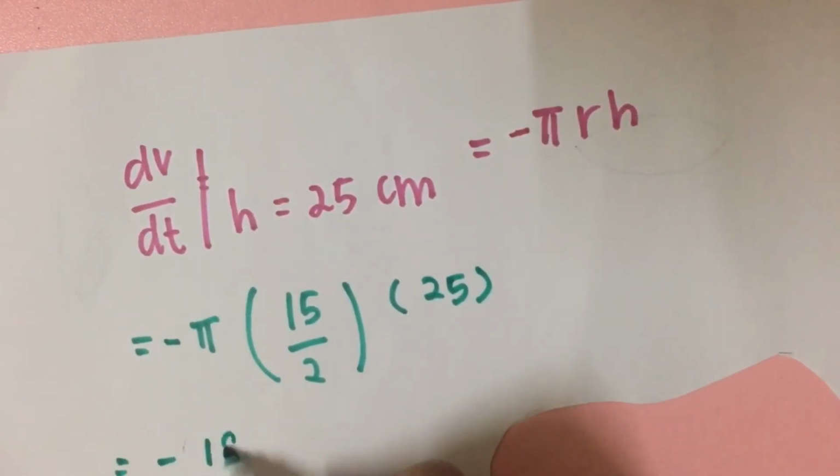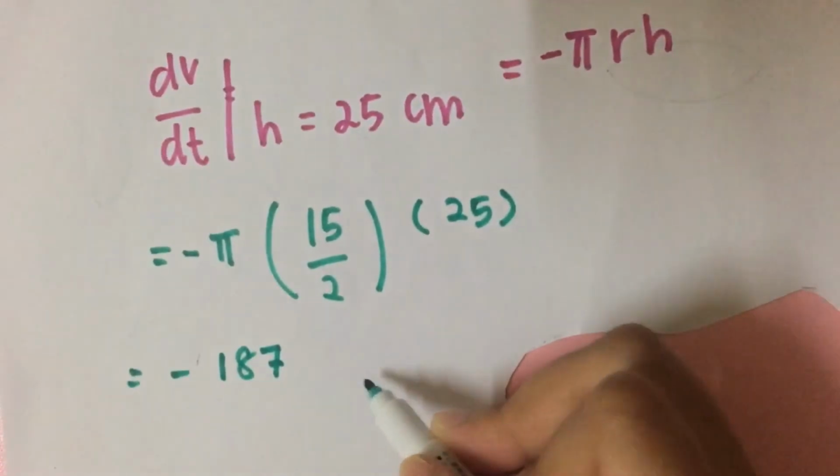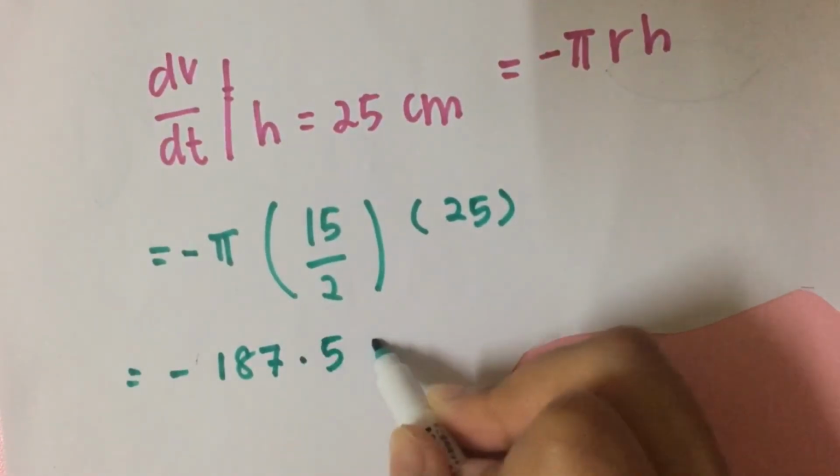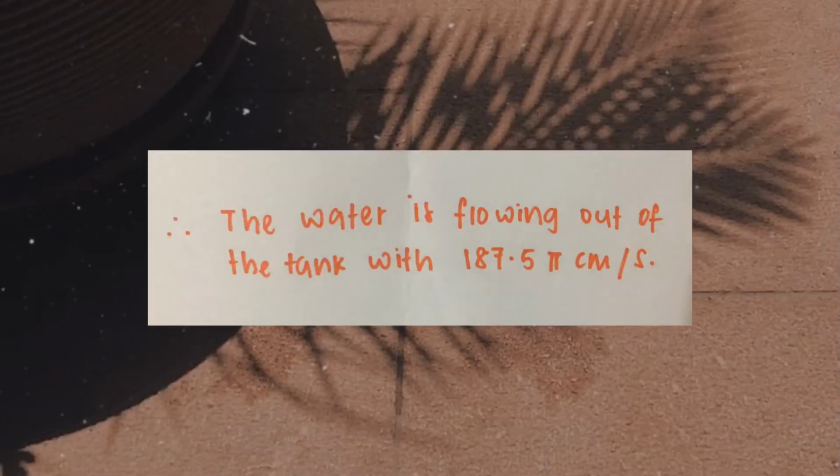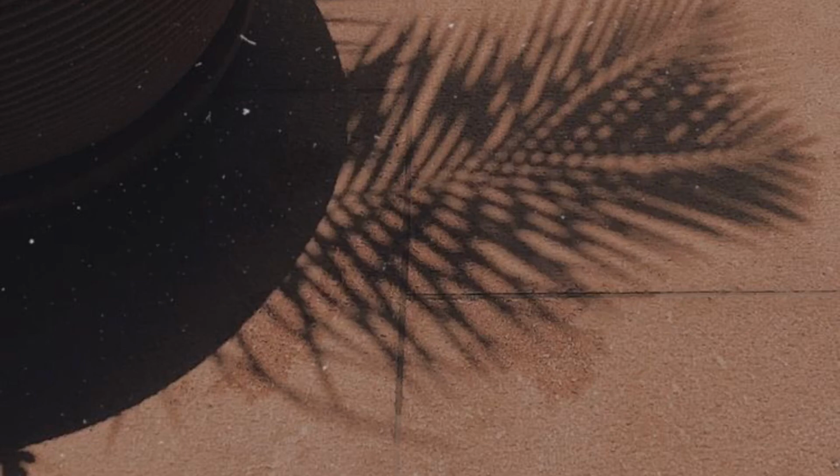So, the answer is negative 187.5 pi cm per second. Therefore, the water is flowing out of the tank at 187.5 pi cubic centimeters per second.